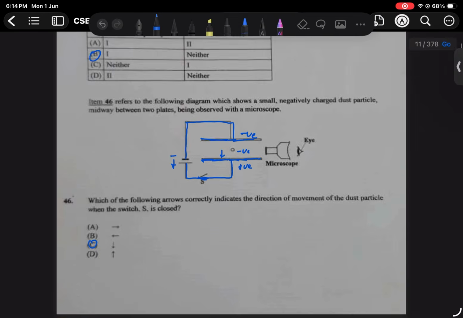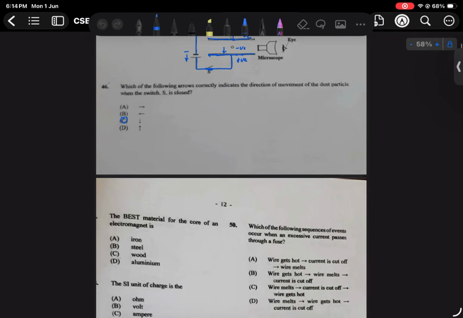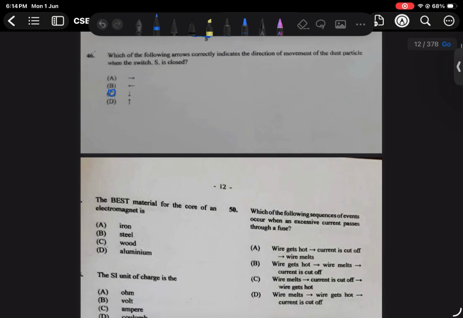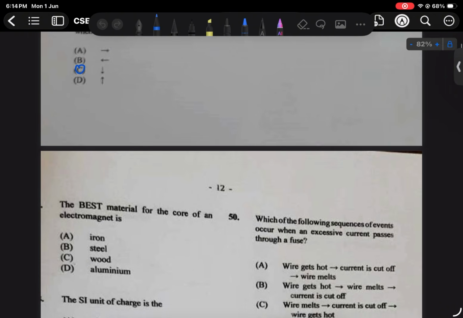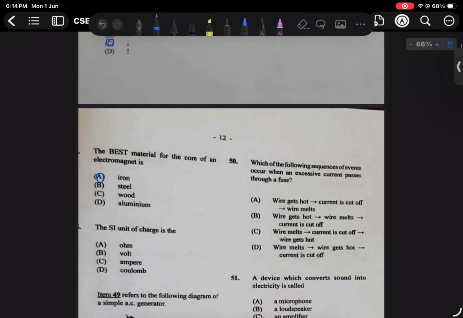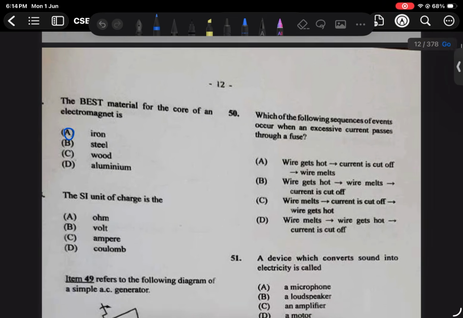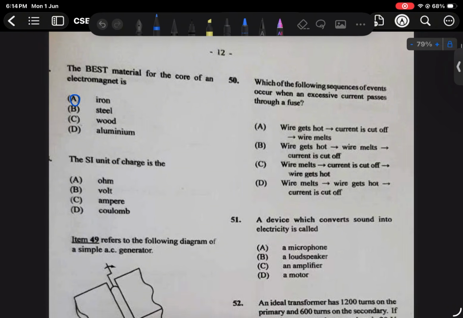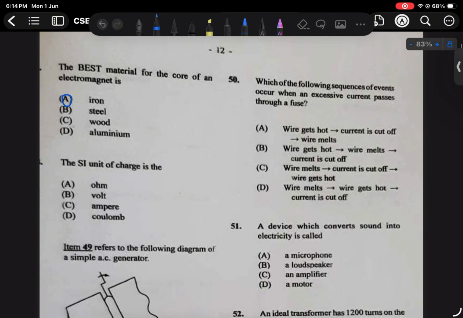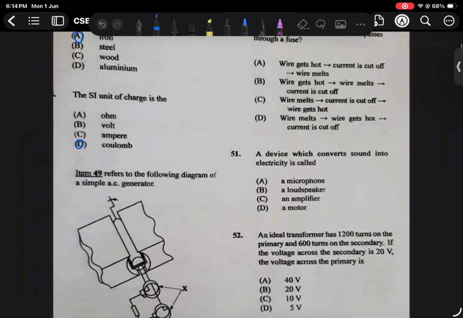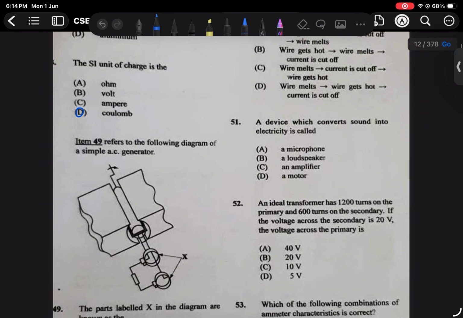So down. The best material for the core of an electromagnet would be iron. Iron is used in transformers because it's really suitable for electromagnetic fields. The SI unit of charge is coulombs. Item 49 refers to the following diagram of a simple AC generator.